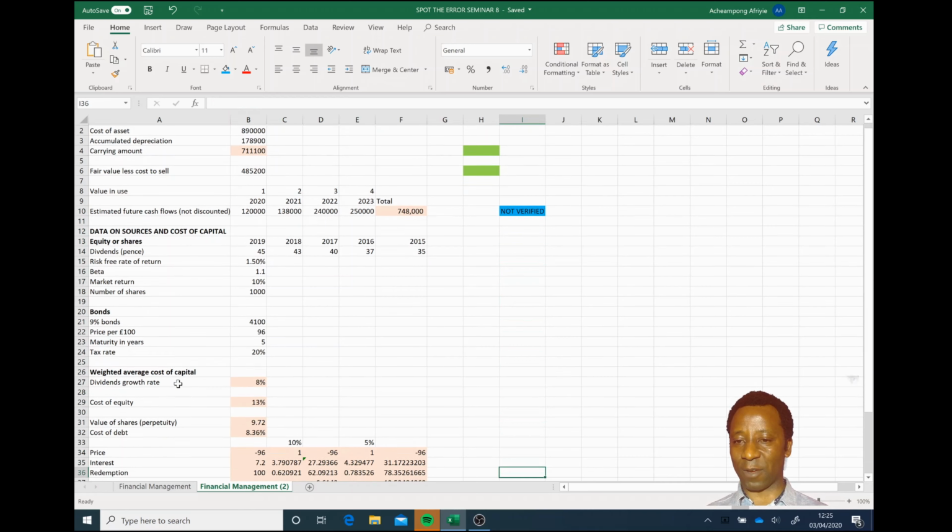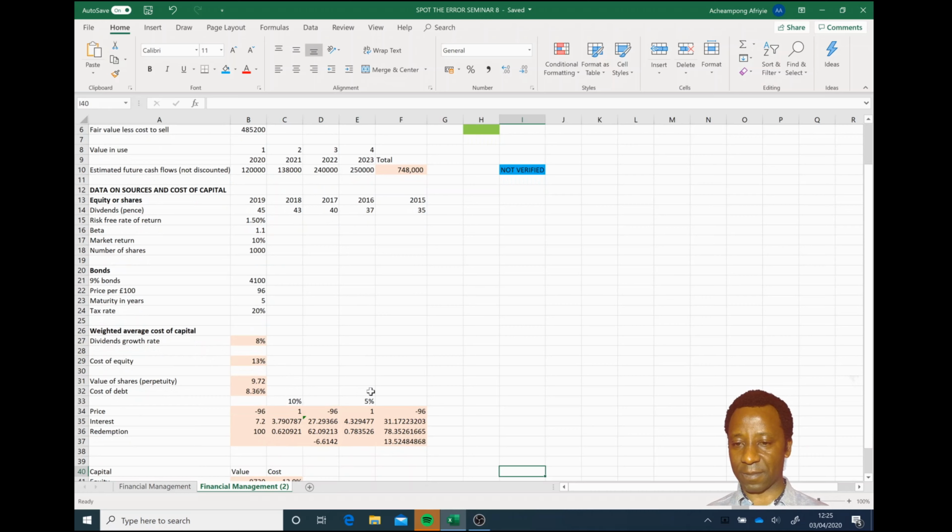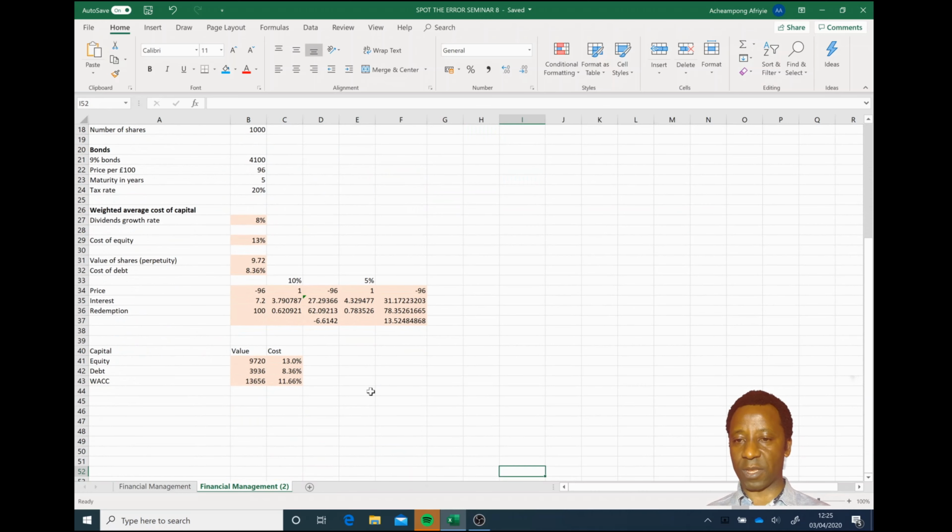Right, so let's go down and verify. So they've calculated the... Oh, they haven't. Oh, have they? Let's keep going down. Oh, there. So I can see here that they've got a WACC, which is good. But then are the figures that have gone into the WACC correct? Probably not. Okay, so we will start working backwards from here.